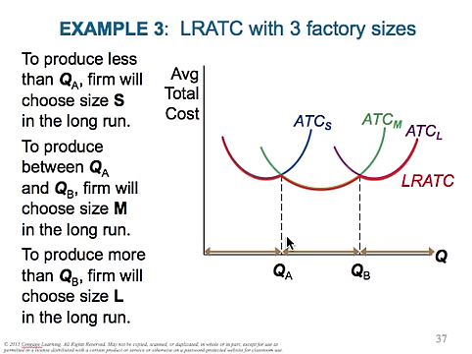Now, in the second example, if you want to produce a quantity slightly more than QA, in the long run you're going to have a medium-sized factory and produce in this area here where you minimize costs. The same argument can be made on a larger scale. If you need to produce more quantity, you want to produce at your average total cost curve where it minimizes here.